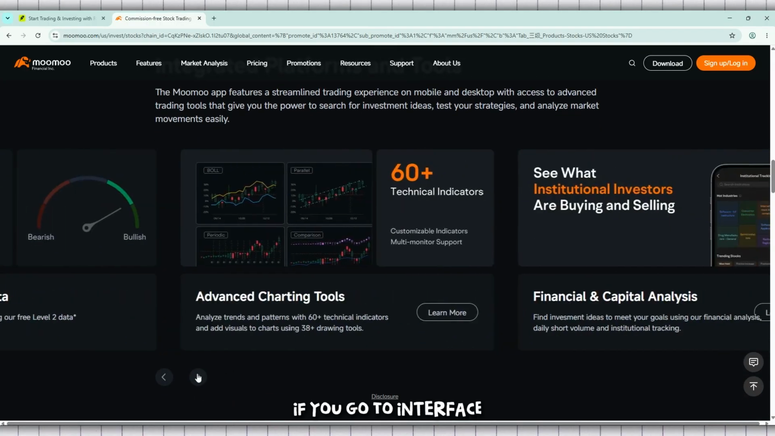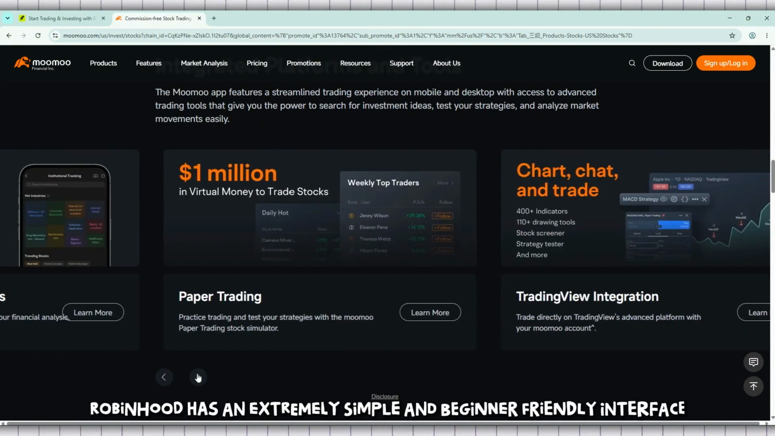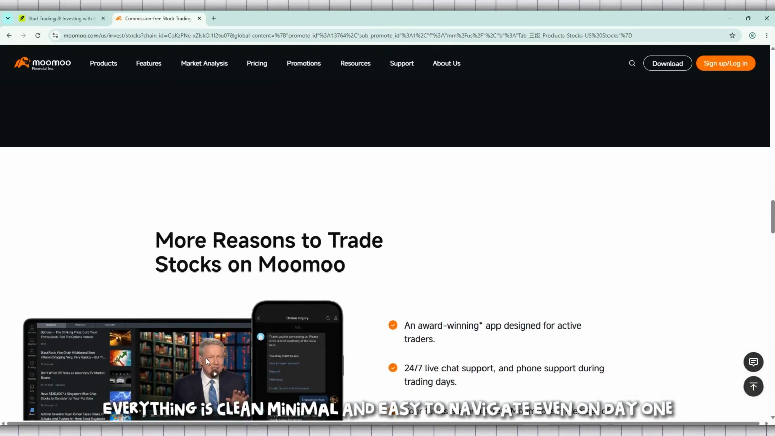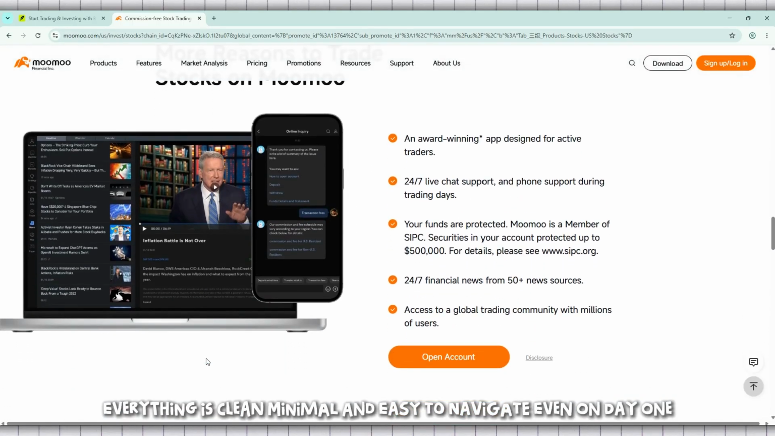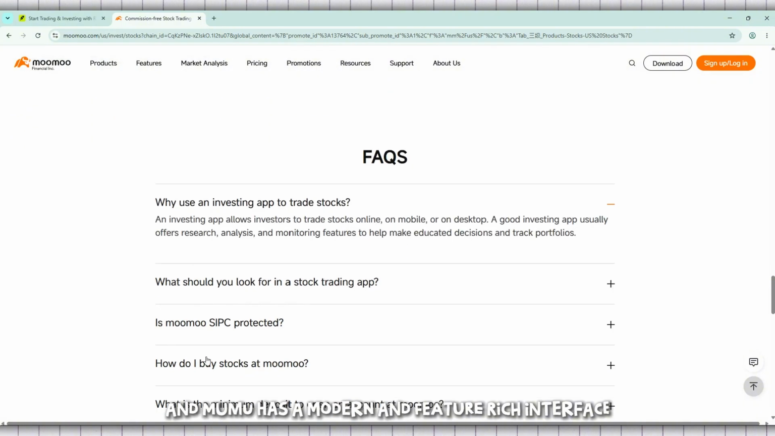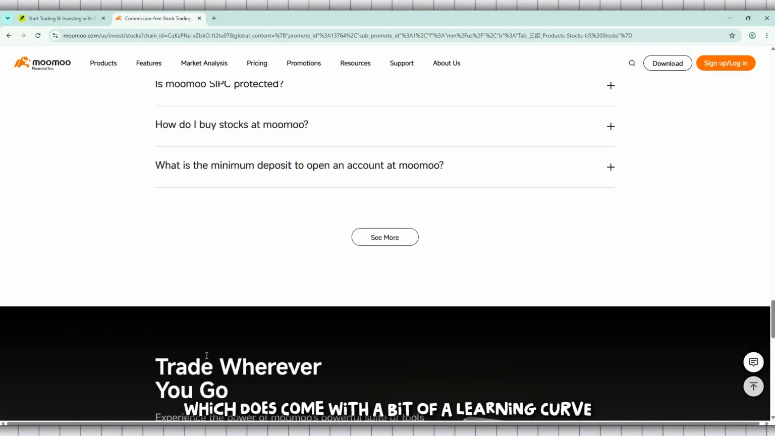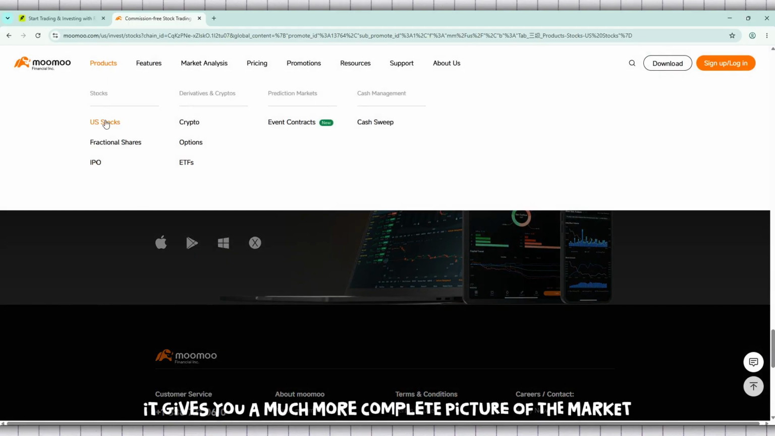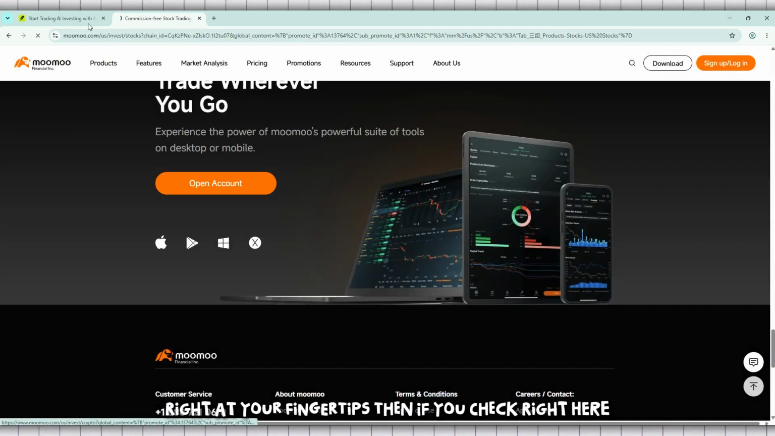If you go to interface, Robinhood has an extremely simple and beginner-friendly interface. Everything is clean, minimal, and easy to navigate, even on day one. And MooMoo has a modern and feature-rich interface, which does come with a bit of a learning curve, but once you get used to it, it gives you a much more complete picture of the market right at your fingertips.